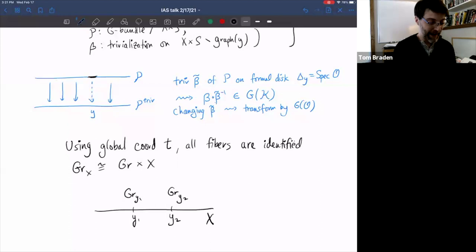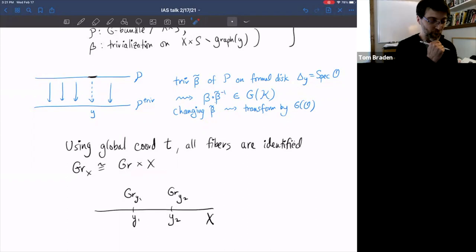And because I'm choosing a fixed global coordinate T here, all of the fibers, without choosing a fixed coordinate, you get, in principle, a different affine Grassmannian over each point, which is represented by the local coordinates at that point. But because I'm choosing a fixed local coordinate, each of these copies of the affine Grassmannian over each point are canonically identified with each other. And so it really, in this case, just becomes a trivial bundle of Grassmannian times X.